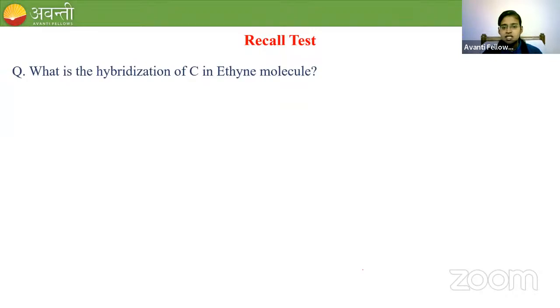Okay. The answer that you gave is exactly correct. The hybridization of carbon in ethyne molecule is sp, because the ethyne formula is C triple bond C, H and H. Since each carbon has a triple bond around it, it is sp hybridized carbon. So these two carbons are sp hybridized.